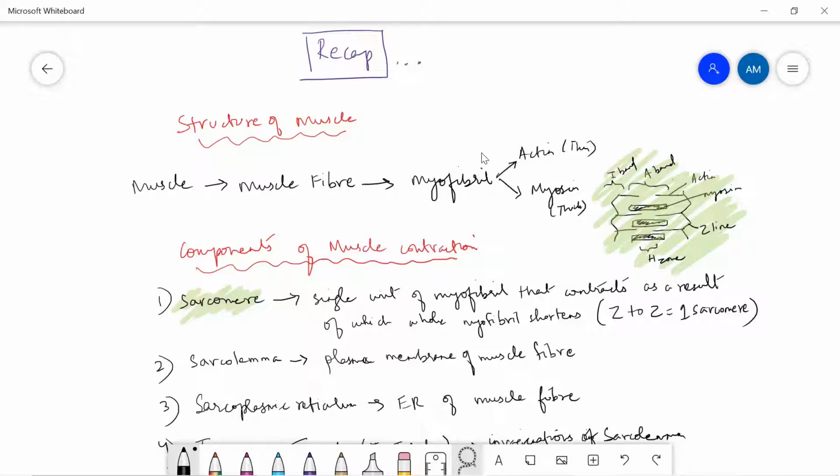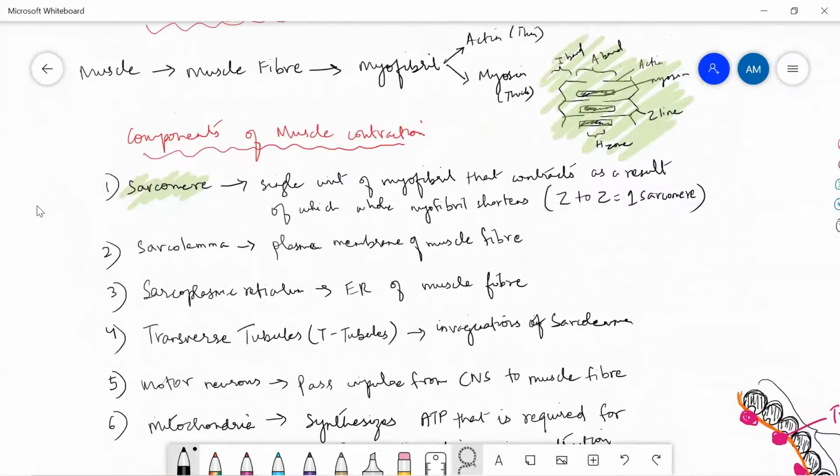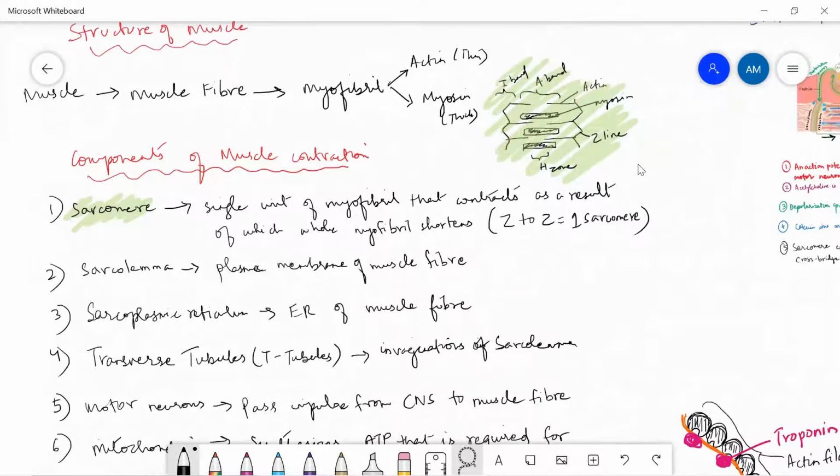Okay. What are the main components that we are going to talk about during muscle contraction? So first is the sarcomere. This myofibril is made up of a series of sarcomeres in a linear sequence. And here you can see in green highlight is a single sarcomere. One sarcomere extends from one Z line to the next Z line. In between the two Z lines, you will find actin filaments, which are alternated by myosin filaments. The thick lines are the myosin filaments and the thin lines are the actin filaments.